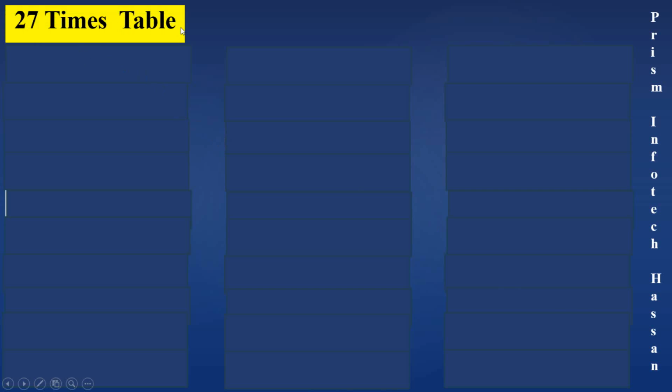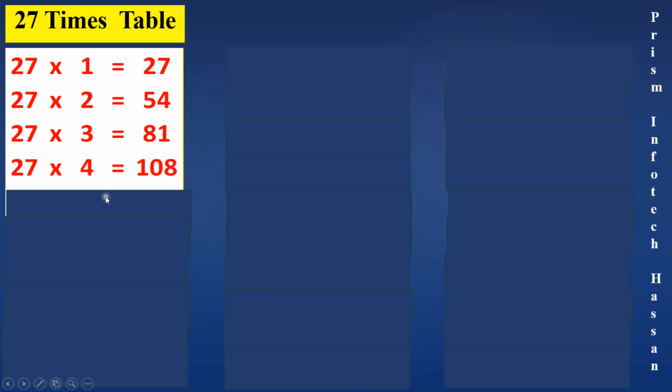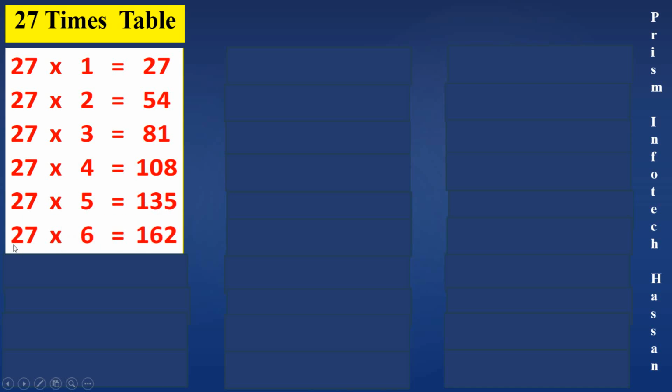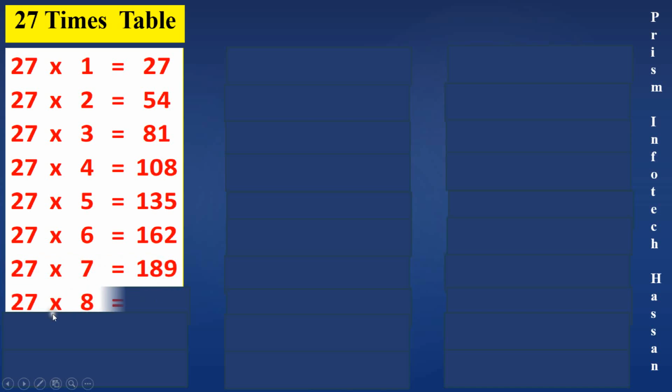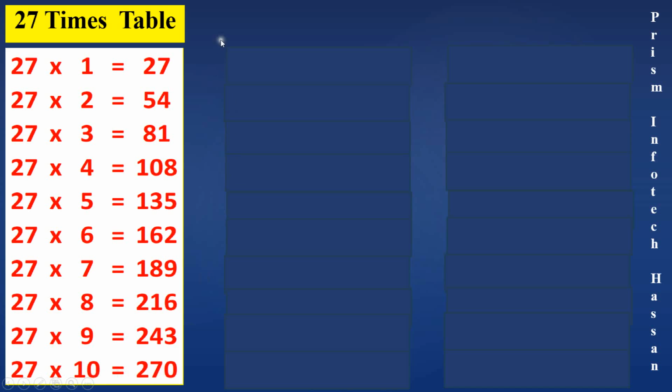27 times table. 27 times 1 is 27. 27 times 2s are 54. 27 times 3s are 81. 27 times 4s are 108. 27 times 5s are 135. 27 times 6 are 162. 27 times 7s are 189. 27 times 8s are 216. 27 times 9s are 243. 27 times 10s are 270.